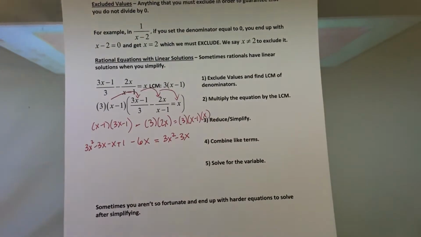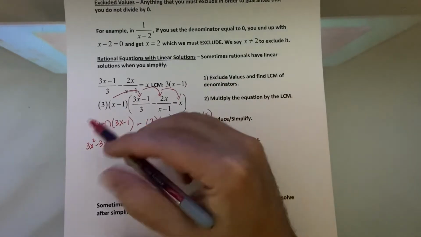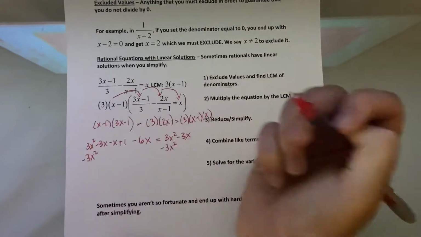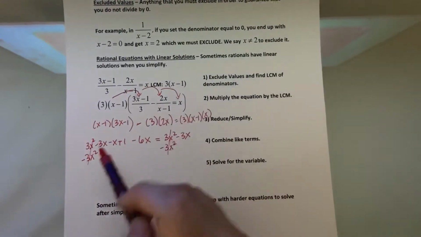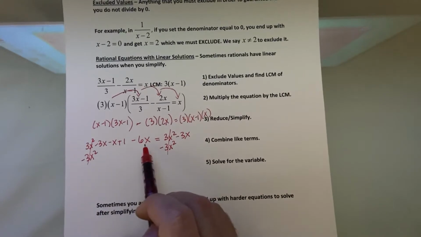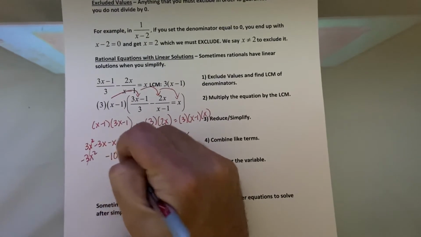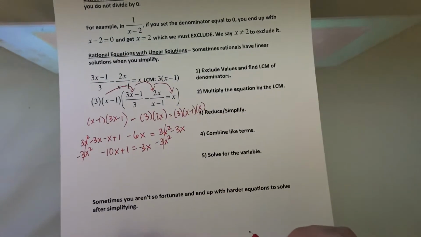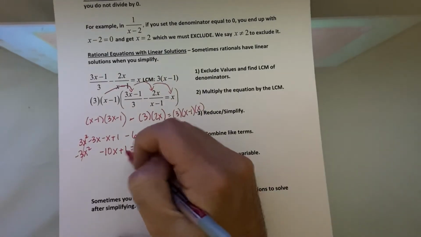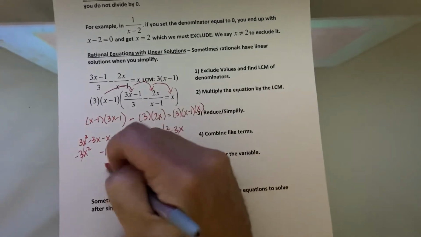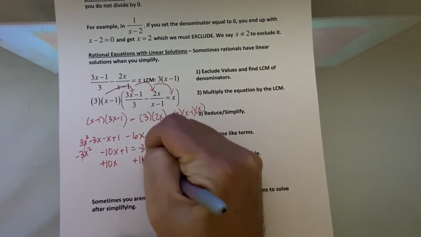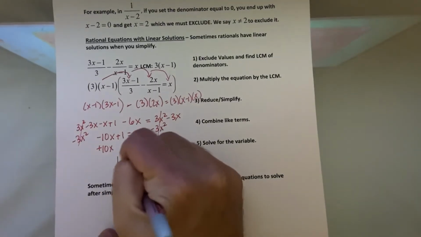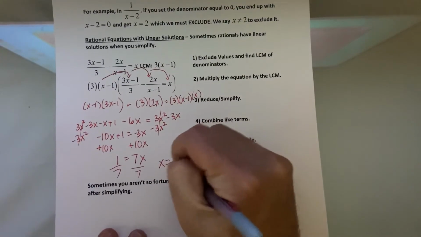Now I have to combine like terms. This is looking quadratic because there's x squared, so I'm going to subtract 3x squareds here. What happens is these cancel. I have negative 3x and negative x and negative 6x, so I have negative 10x plus 1 equals, bring down the negative 3x. This is now linear because my squared terms canceled, so I'm going to add my 10x to the other side. All I have to do is get all my x's to one side. 1 equals 7x, divided by 7, x equals 1/7.